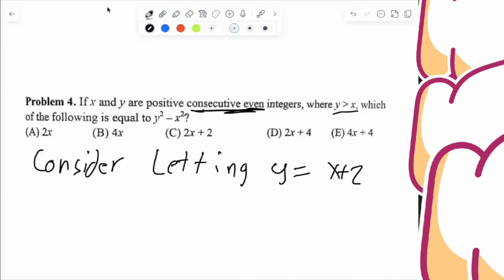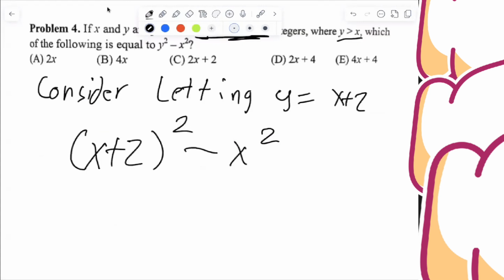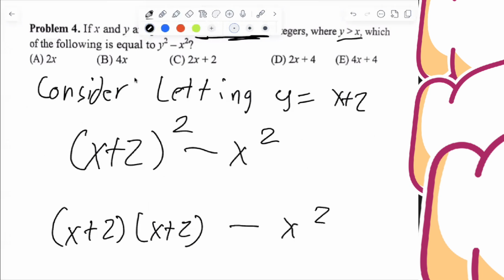Okay, let's get started with this question. So consider y is equal to x plus 2. Now, plugging in y equals x plus 2 into this expression gives us x plus 2 squared minus x squared. If you don't know how to expand a binomial, try using FOIL. Do x plus 2 times x plus 2 minus x squared. Keep the x squared, but we're not going to focus on that right now. We're going to expand this.